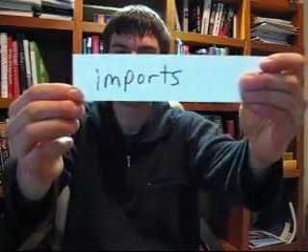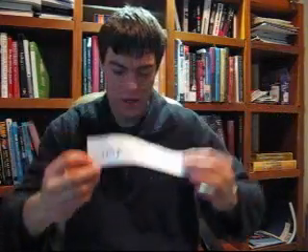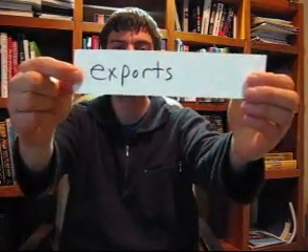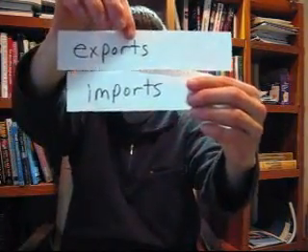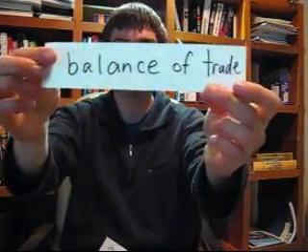Well, if we buy into our country, that's an import. So imports are how much stuff that we buy from other countries. What is the opposite of an import? An export. An export is when we build something and we sell it in a different country. So, the difference between exports and imports is the balance of trade.